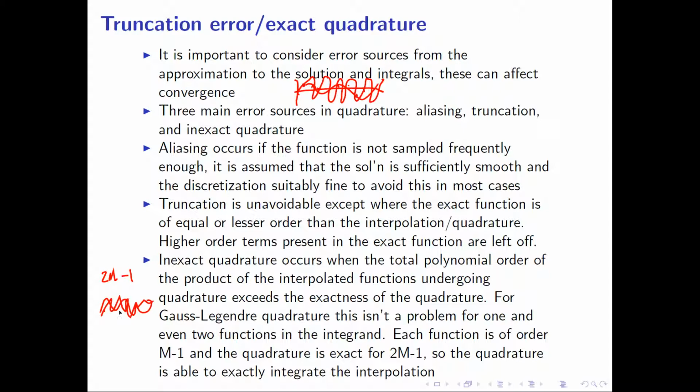It could be a problem if you're attempting to look at the quadrature of the product of three functions, or if you're using something like a Gauss-Lobatto quadrature, which is 2m minus 3 accurate, which would not be exact for the product of two interpolations.